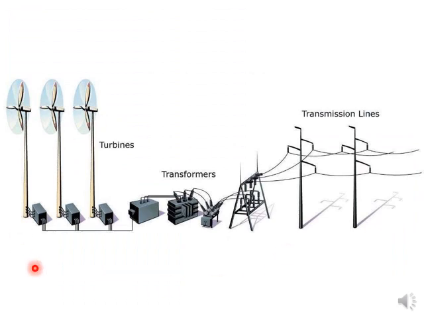Here is a layout of the wind turbine power plant. There are several wind turbines and generators connected, and ultimately they are connected through transformers for voltage regulation, and finally connected to the grid lines.